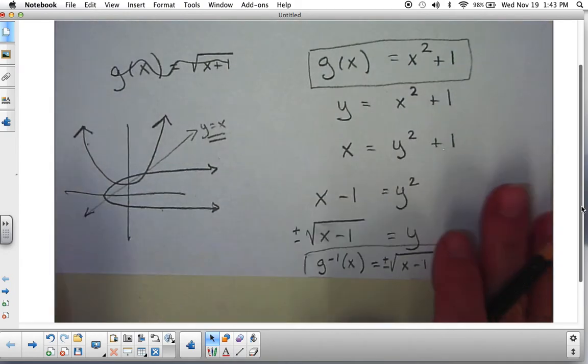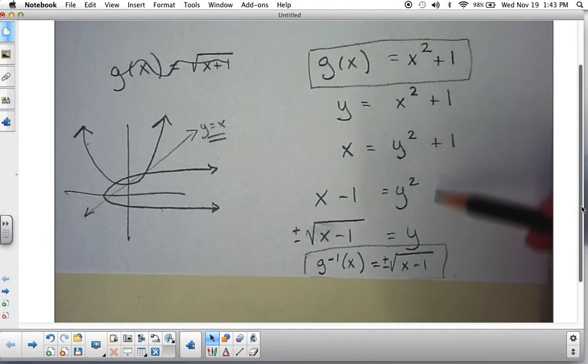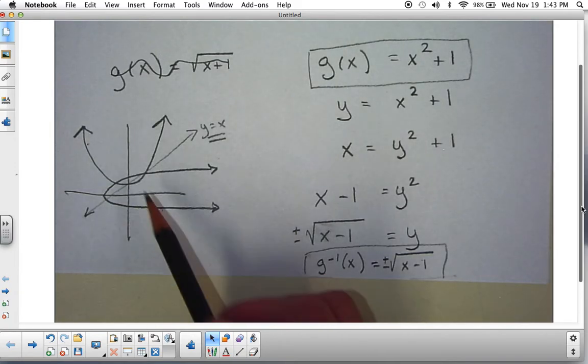Okay, so that was idea number 1. Finding an inverse is just switching the x and the y. Sometimes it's very simple like ordered pairs, sometimes it takes a little bit more work with equations, but you should always get something that's symmetrical to the diagonal.